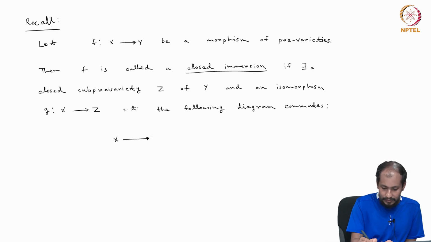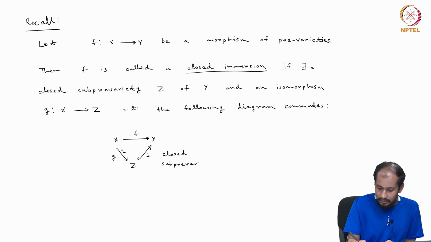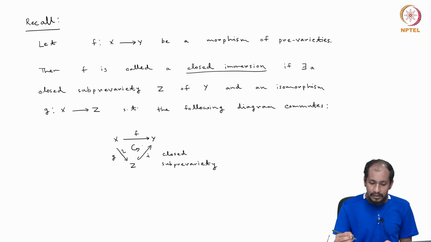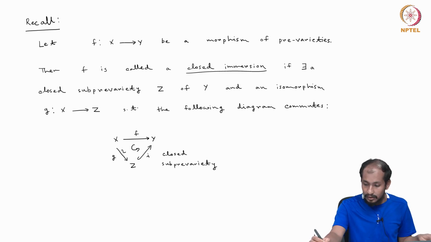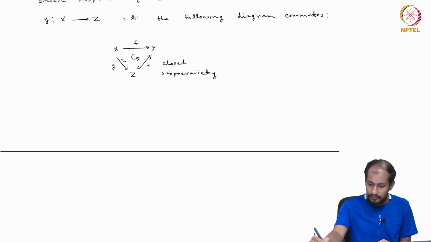X to Y we have this f, X to Z we have this g which is an isomorphism, and Z to Y this is the inclusion map, and this is a closed sub-pre-variety. So this diagram commutes. So this was the definition for closed immersion. Okay. Now let me state the criteria for closed immersion.